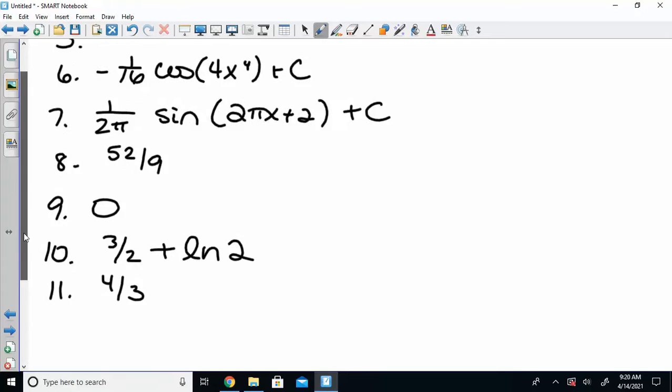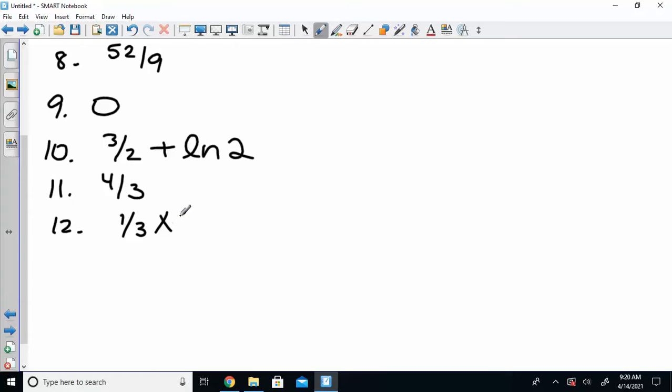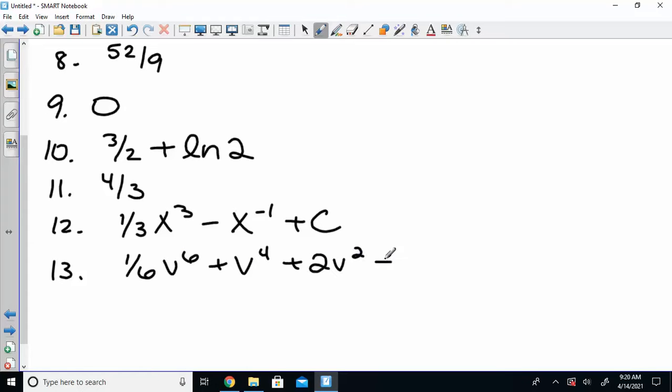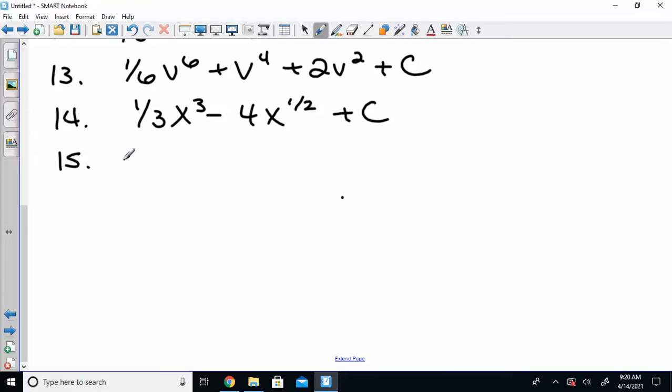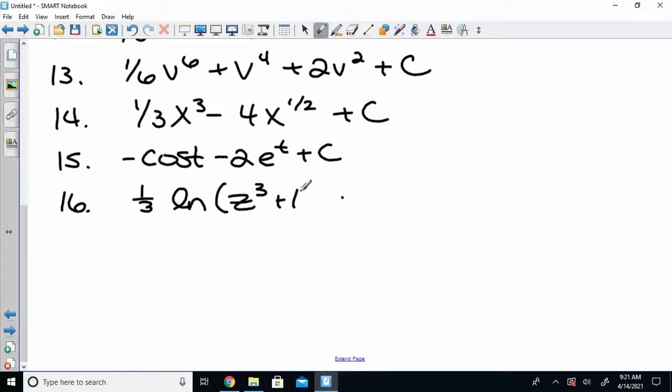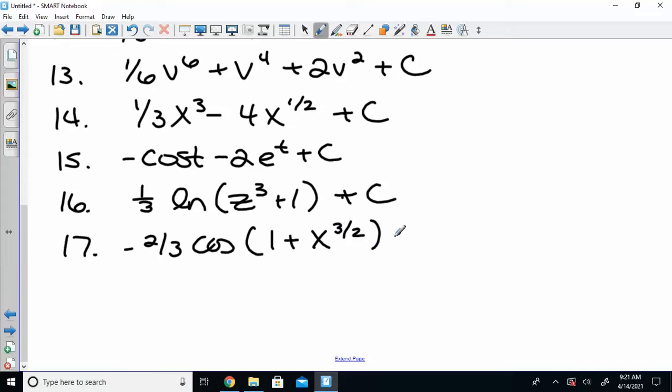11 is 4/3, 12, 1/3 x cubed, minus x to the negative 1 plus c, 13, 1/6 v to the 6th plus v to the 4th plus 2v squared plus c, 14, 1/3 x cubed minus 4x to the 1/2 plus c, 15, negative cosine t minus 2 e to the t plus c, 16, 1/3 natural log of z cubed plus 1 plus c, 17, negative 2/3 cosine of 1 plus x to the 3/2 plus c.